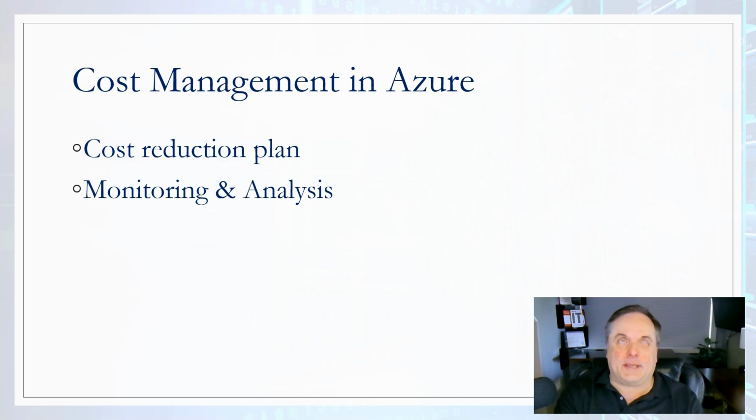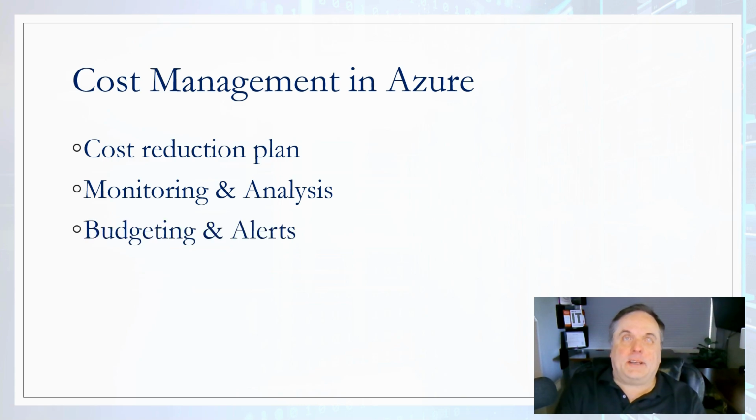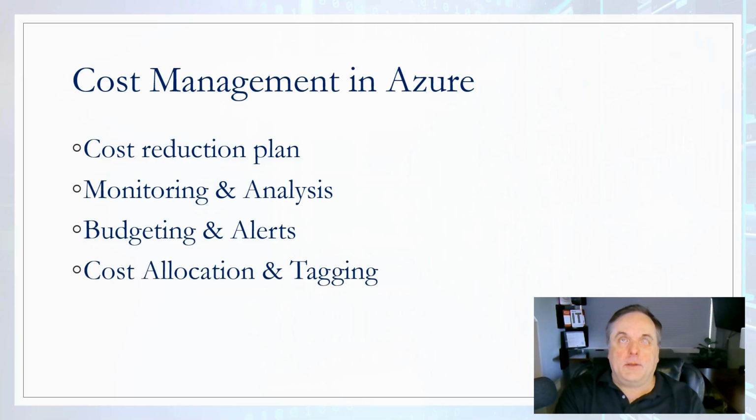Budgeting and alerts sets budgets at various different scopes, such as the management group, subscription, or resource group. And you can receive alerts when spending approaches or exceeds those thresholds. You can apply tags to resources for granular cost attribution, such as billing by department or by project. You can use cost allocation rules to split shared costs across teams or business units.